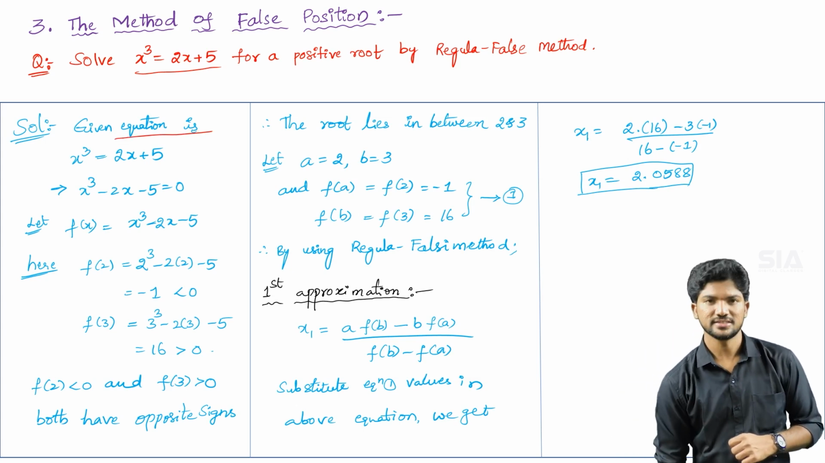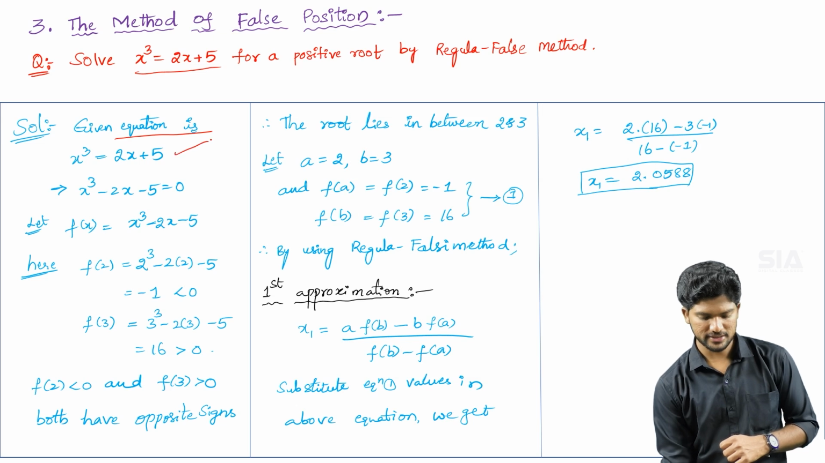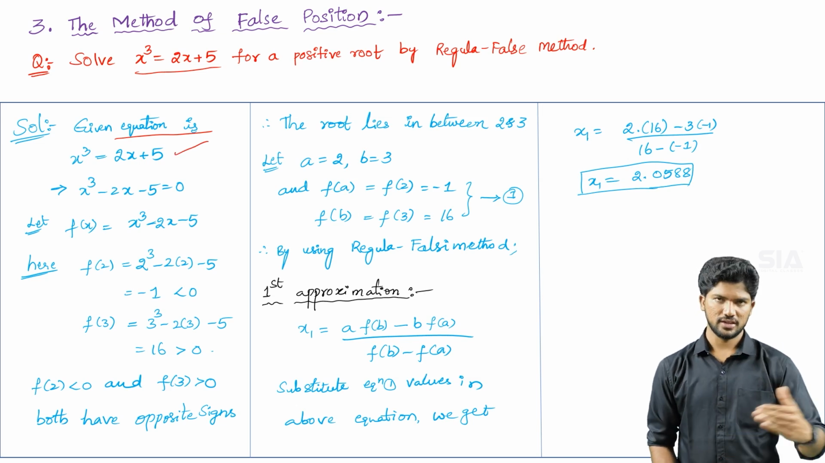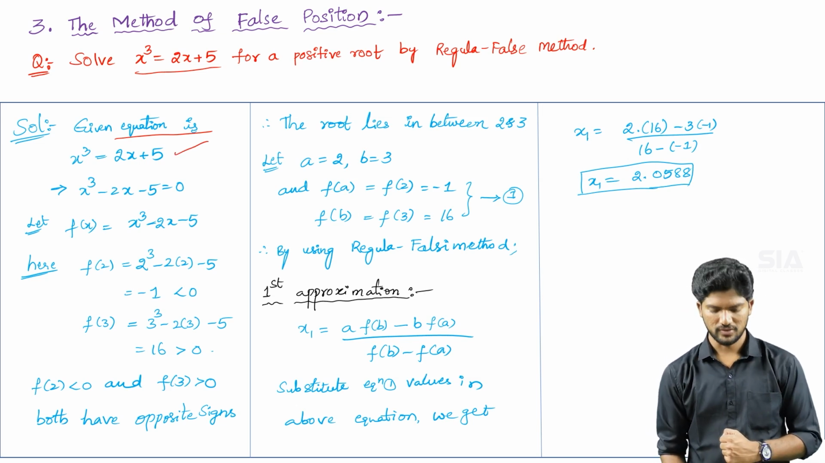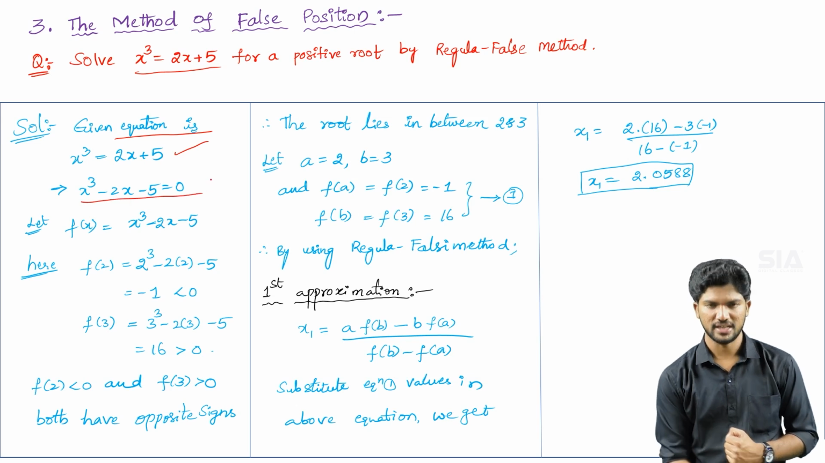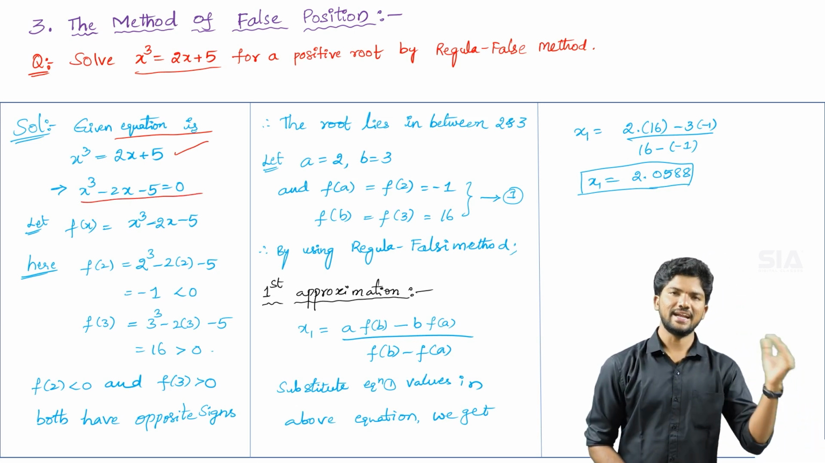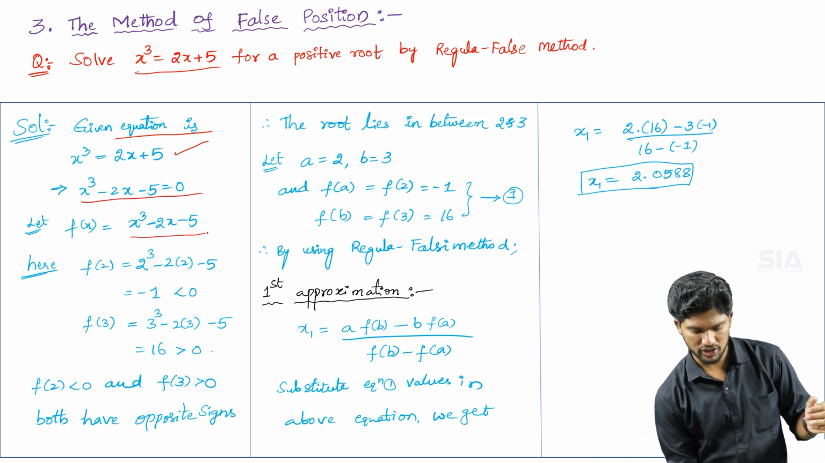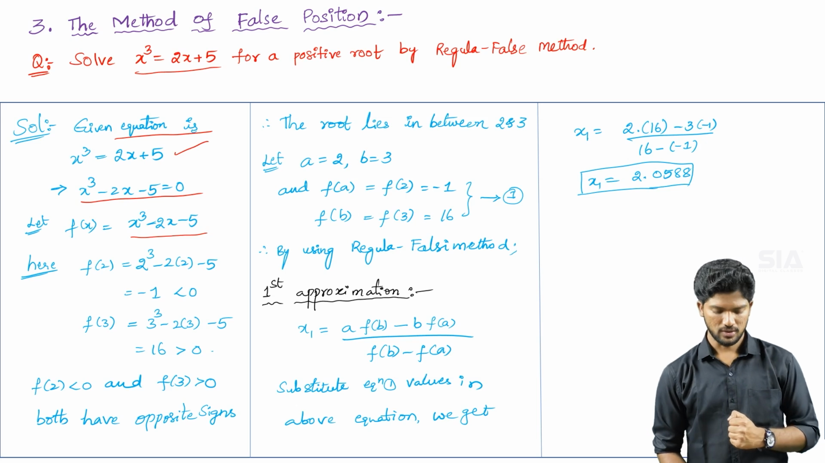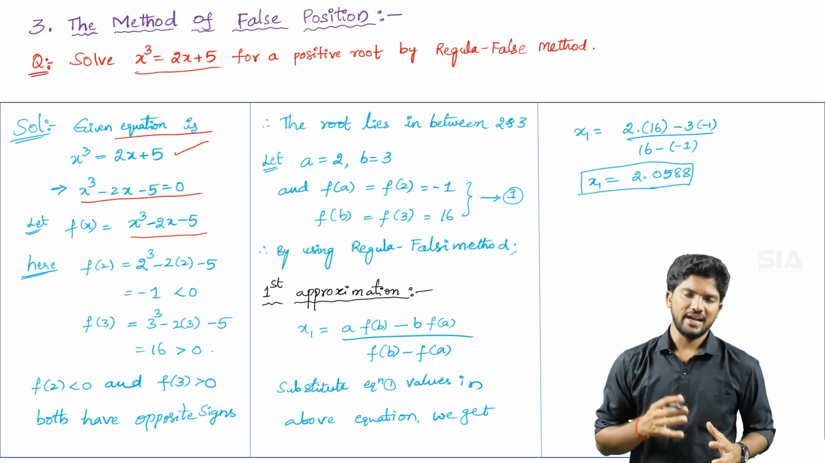Given equation is x cube equal to 2x plus 5. For this we have to convert it into f of x is equal to 0, that is x cube minus 2x minus 5 is equal to 0. Later, f of x is equal to x cube minus 2x minus 5. Here, by trial and error method.